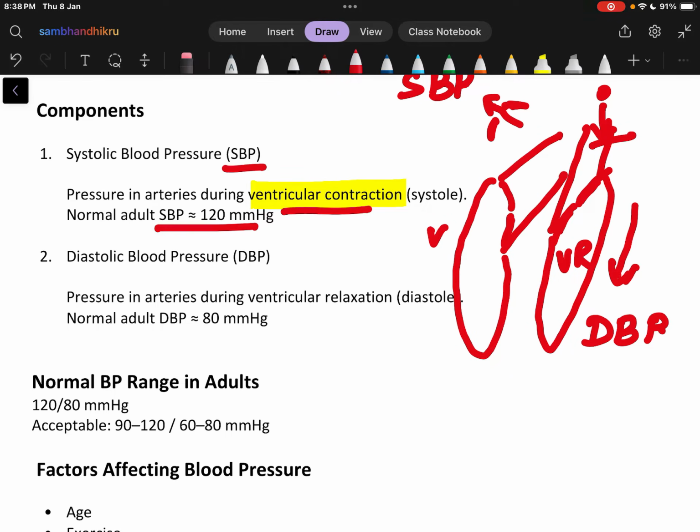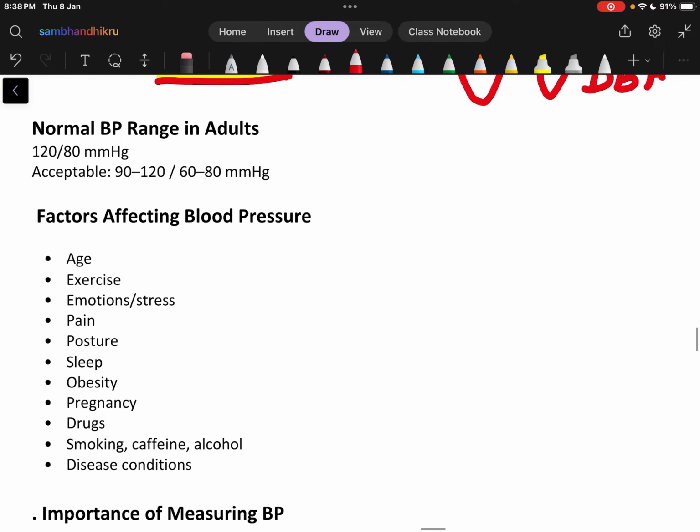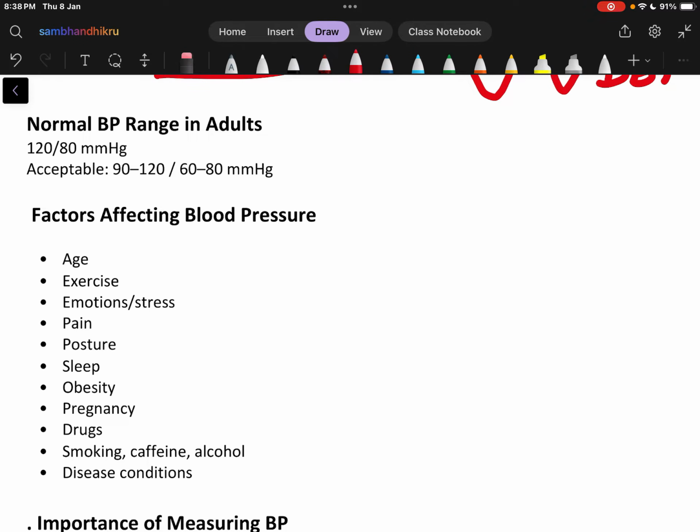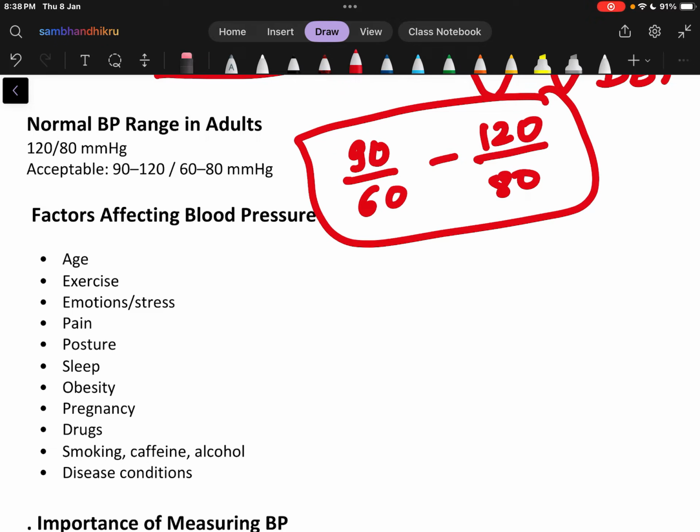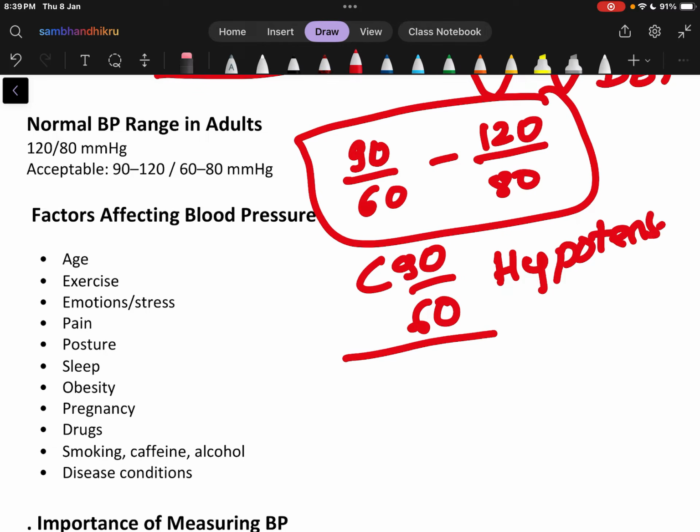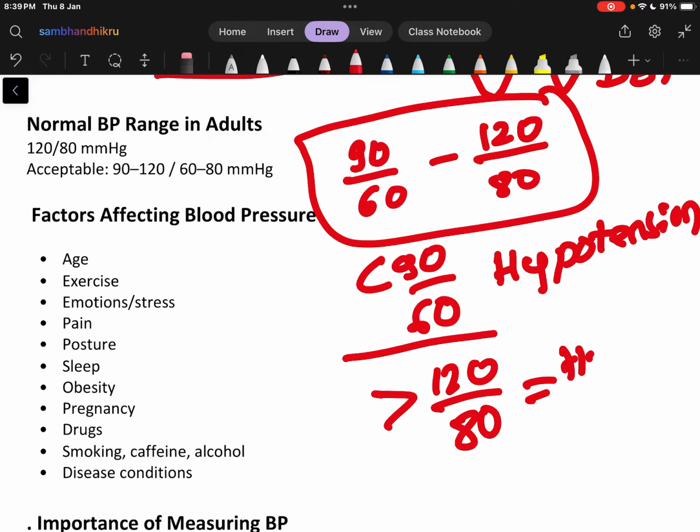I hope you understood this one. Diastolic blood pressure will be 80 mm of Hg, which is always lesser than systolic blood pressure. Clear? What is the normal BP range? You people know very well, 90 by 60 to 120 by 80 is the normal range. Less than 90 by 60 is called hypotension. More than 120 by 80 is called hypertension.